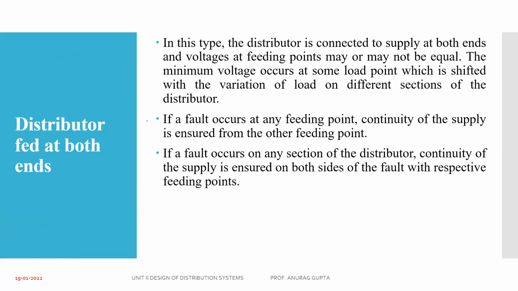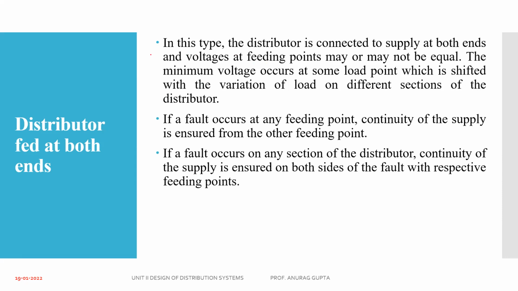But from one end, if there is any fault, the consumers nearby on that line are getting supply, but the far consumers are not. If the fault is occurring between B and C, then of course D and E are not getting any power, while C is getting power. So this is a big disadvantage of the first one, that is, feeding at one point.